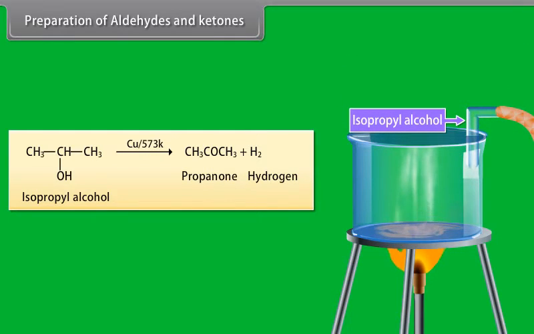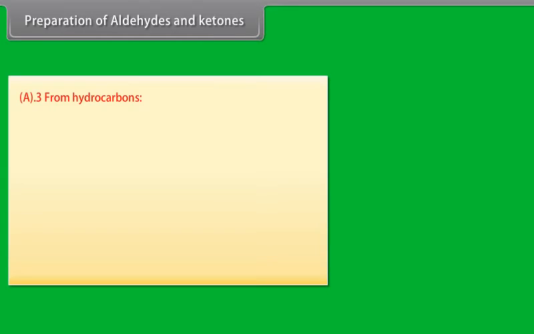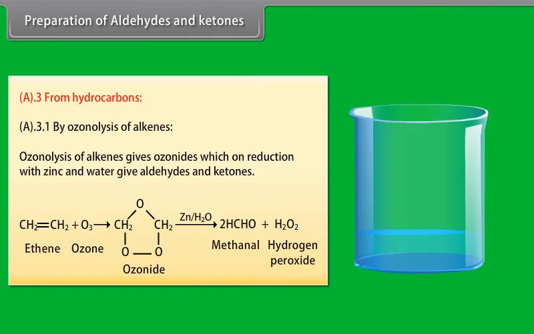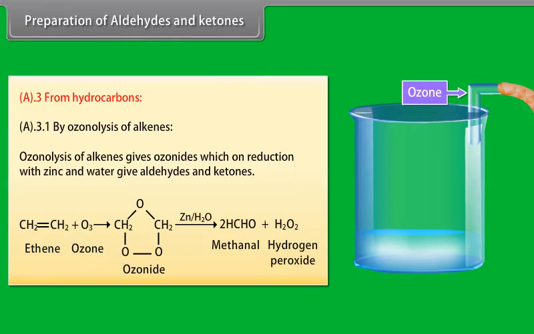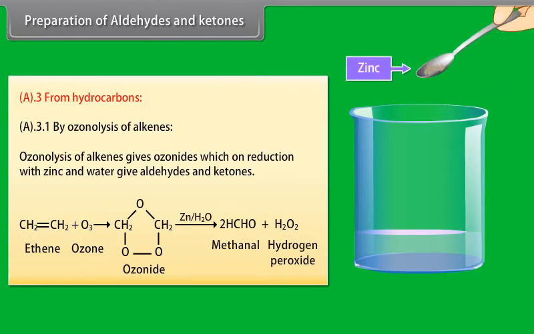The oxidation of a secondary alcohol to a ketone. On adding chromic acid to isopropyl alcohol, it forms propanone, which is a ketone. Preparation of aldehydes and ketones. By dehydrogenation of alcohols. When alcohol vapors are passed over a heated metal catalyst such as silver or copper, primary alcohols give aldehydes, whereas secondary alcohols give ketones.